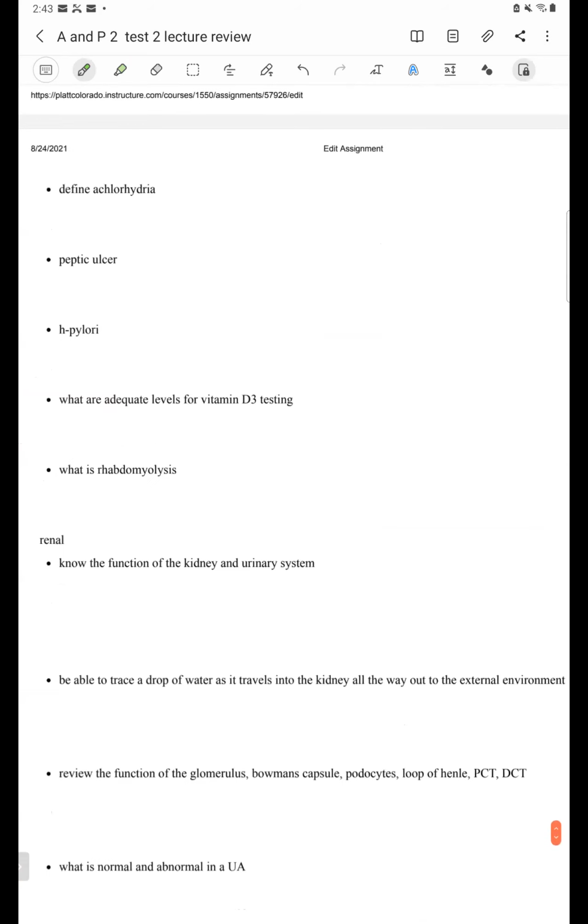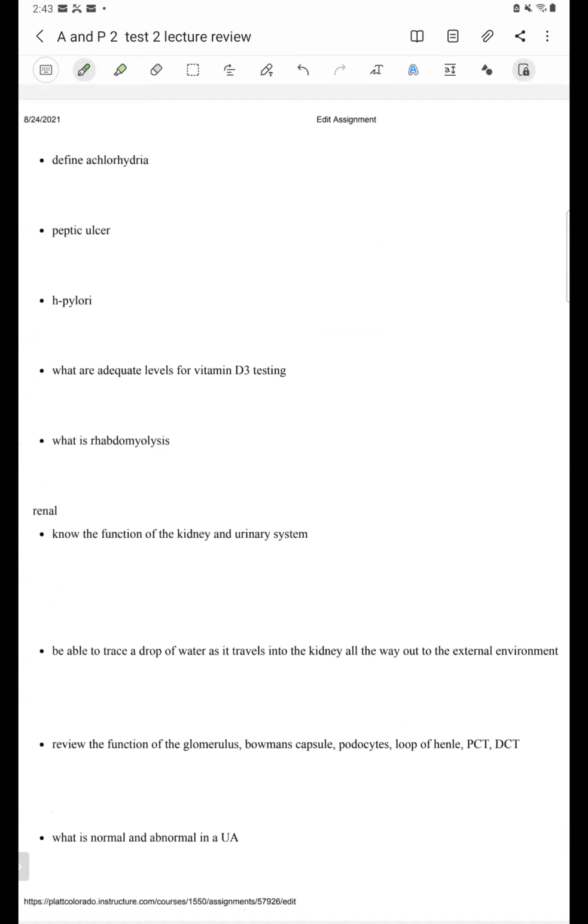Achlorohydria is the absence of hydrochloric acid, likely because the parietal cells are hurt. That can be from a side effect of medications. It could also be autoimmune, where the immune system is attacking and destroying the parietal cells.